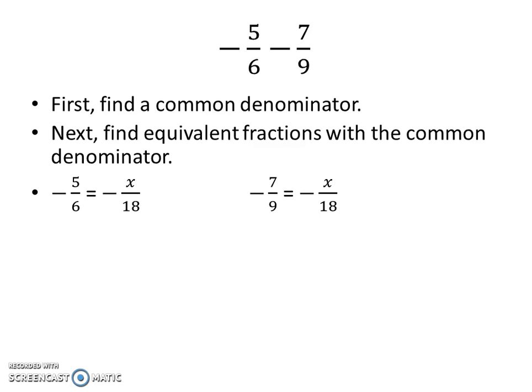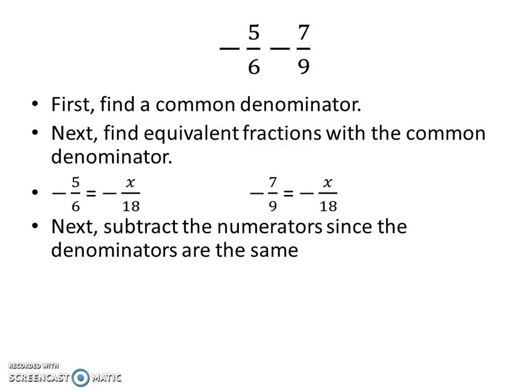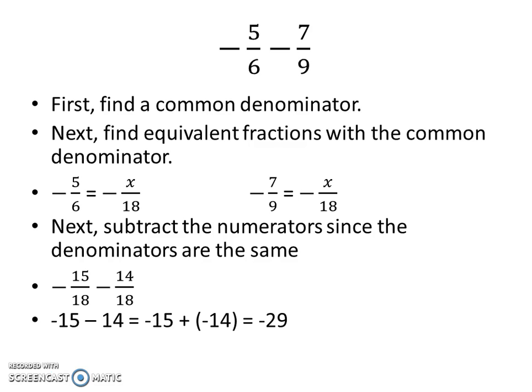18. So I need to do the same thing on top. So if I do 5 times 3, that gives me 15. So this will give me negative 15 over 18. Doing the same with 7/9, I'm going to scale up by 2. So 7 times 2 will give me 14. So now that I have negative 15 and negative 14 as numerators, I can subtract them because the denominators are the same. So now this is my new expression. So then I need to do negative 15 minus 14.